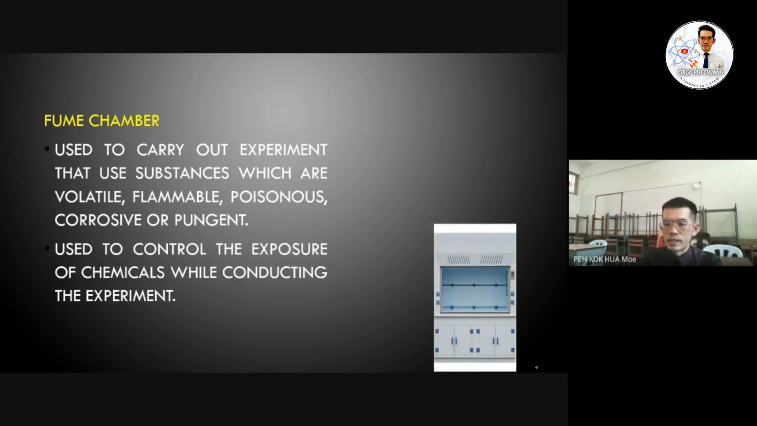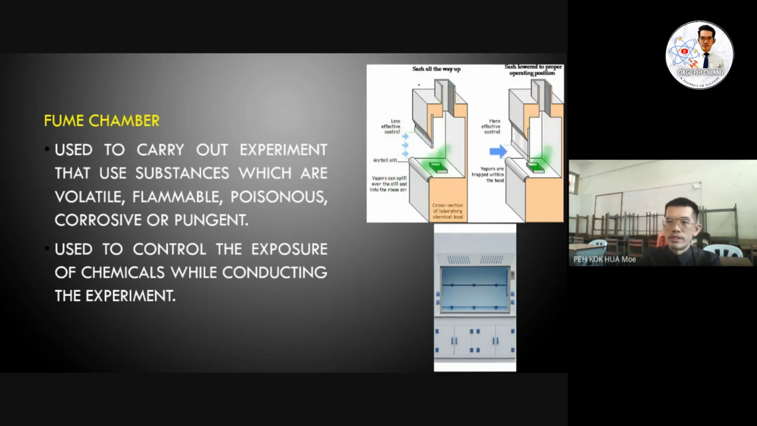Okay, you can see the figure here. Using airflow, it will suck the chemical to the upper parts. That means it controls the exposure to the chemical while conducting the experiment.